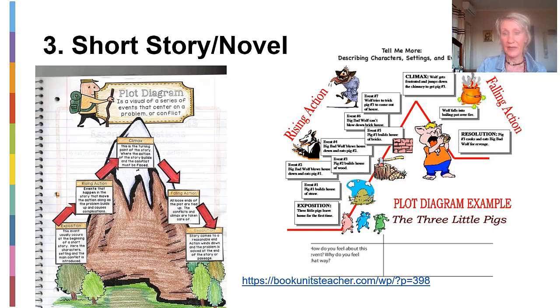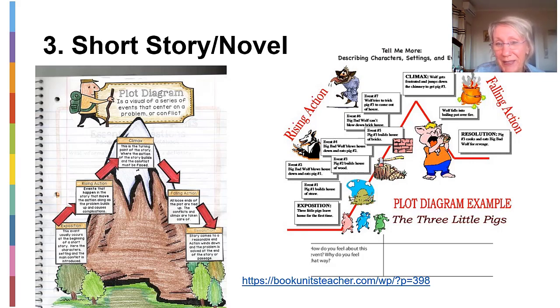And then there's another one about the three pigs. You can see there's many events here. The exposition: what did the little pig do? The first one, he built his house of straw. What did the wolf do? He blew it down. The next one used wood.